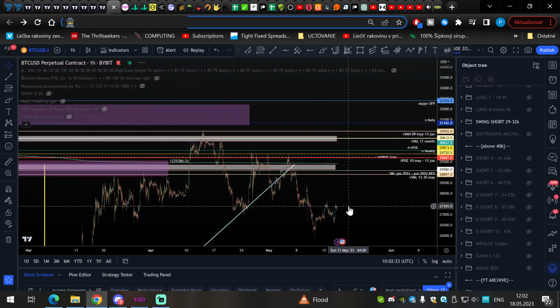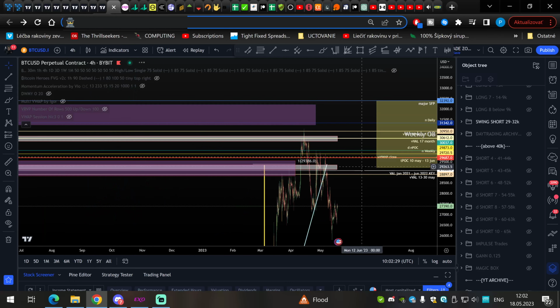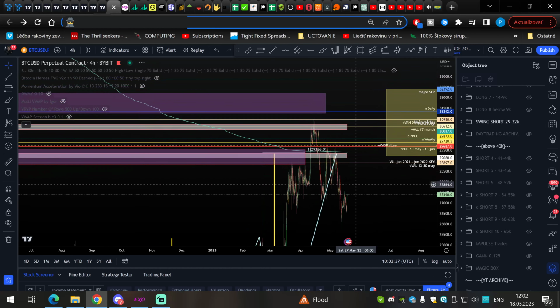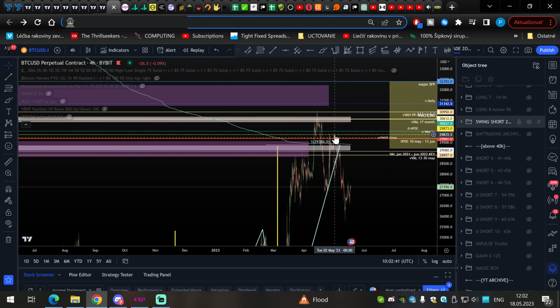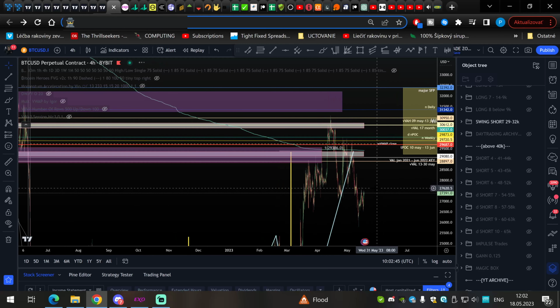Swing short, and you can see how wide an area it is, 29 to 32k for the swing short, because you are starting to build a day trade first. Yes, and only after you build the day trade does it become a swing trade, when you start to change market structure, which was like the move here, taking out these lows, so you change market structure on the larger time frame.